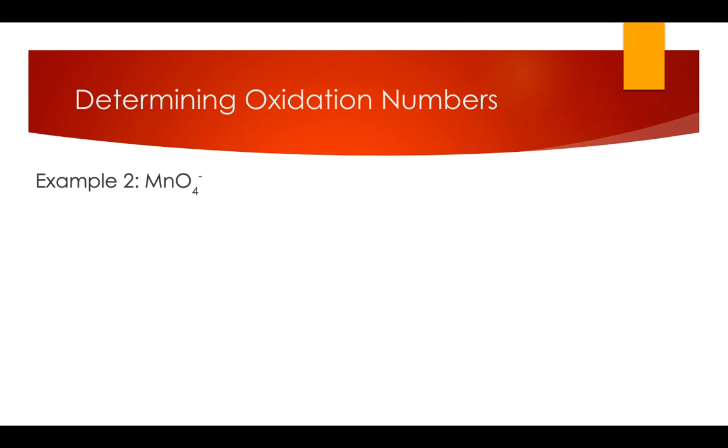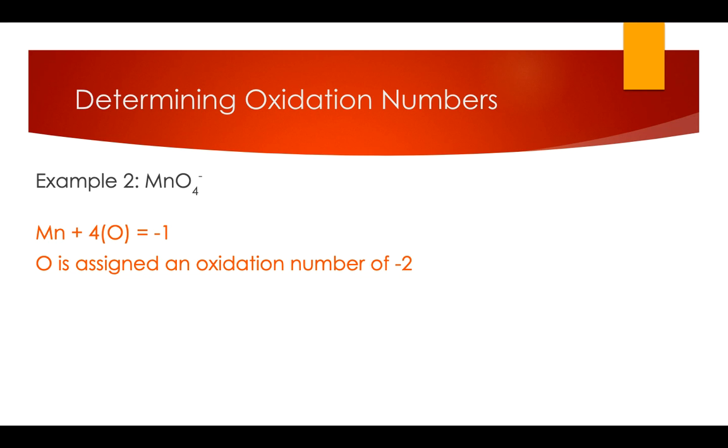So our next example is a polyatomic ion, MnO4, with a -1 charge. So in this case, the oxidation number for manganese plus 4 oxygens is going to have to equal -1, because that's the charge on the ion.